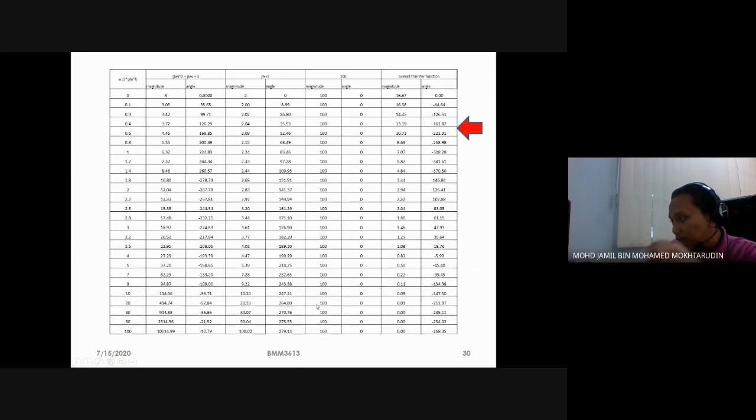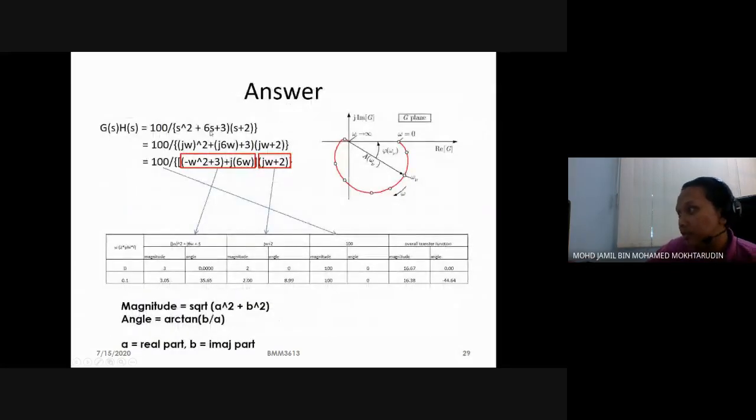After that, this is the conversion of s equals j omega. So if you have s squared, then it becomes j omega squared. You need to know that j equals the square root of -1, so j squared becomes -1.